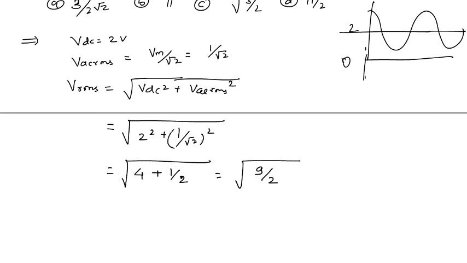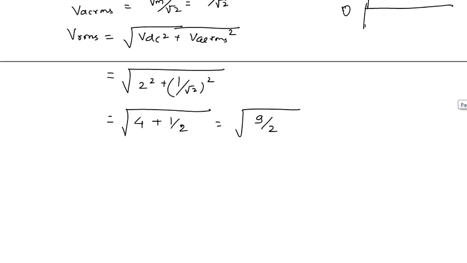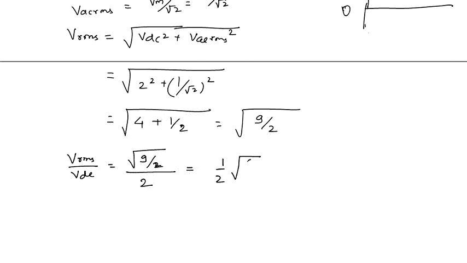Now the ratio of VRMS to V average, meaning VDC. The ratio of VRMS by VDC will be equal to the square root of 9 by 2 divided by 2, which is 1 by 2 times the square root of 9 by 2. This 9 can be taken out, so it will be 3 by 2 root 2. Option A.